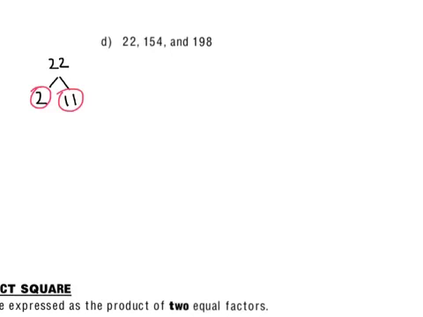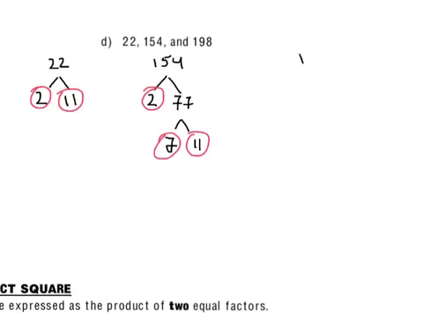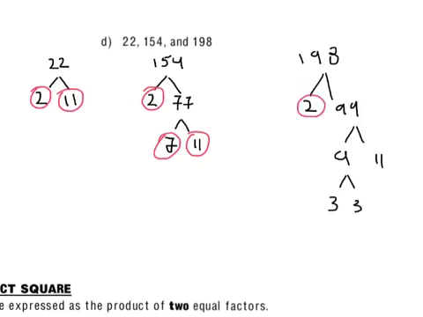154, and I think I did this one in the previous example. As I recall, it was 2 times 77, and then 7 times 11. So 2, 7, 11. And then 198. Oh, I did that one as well. That was 2 times 99, and then 9 times 11, and then 3 times 3. Alright, 2 is a prime, 3 is a prime, 3 is a prime, and 11 is a prime.